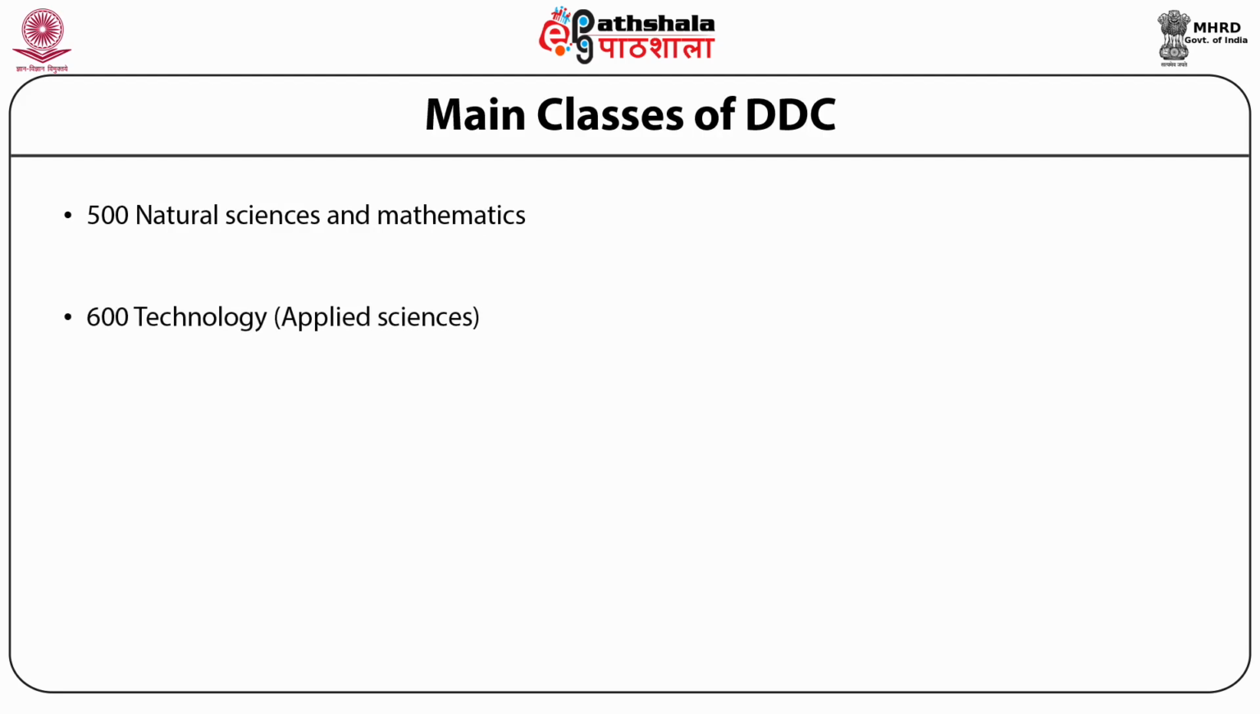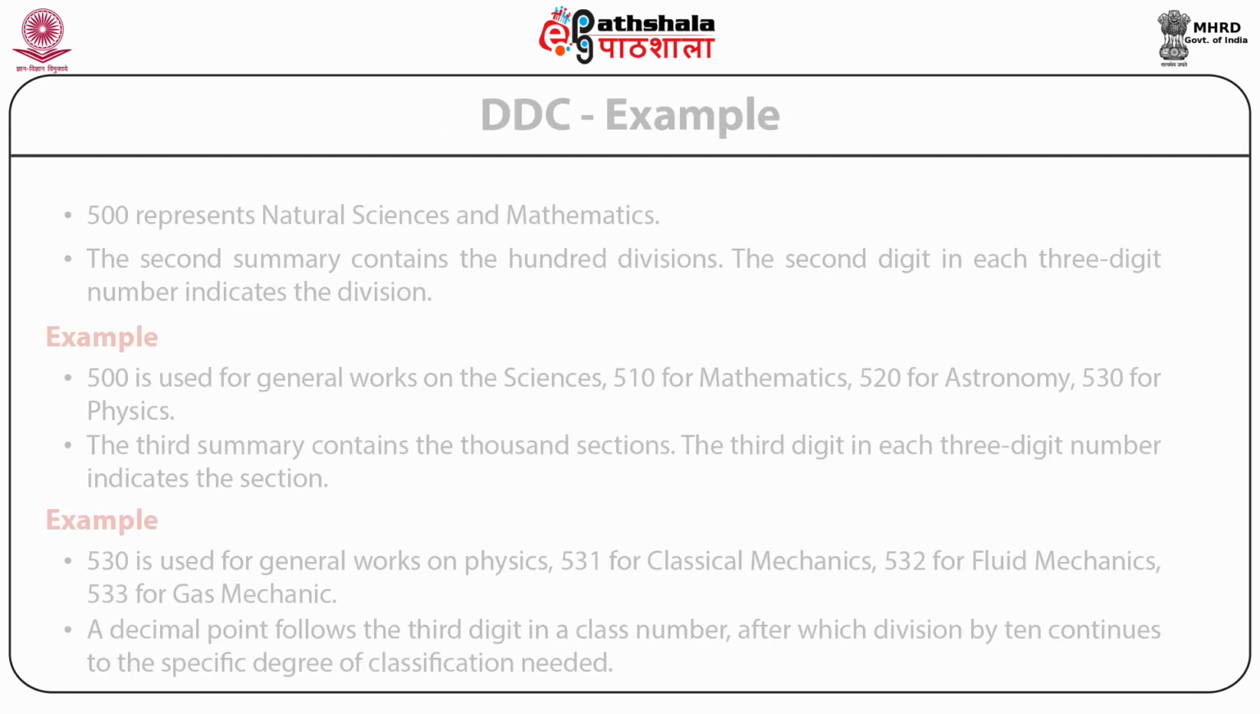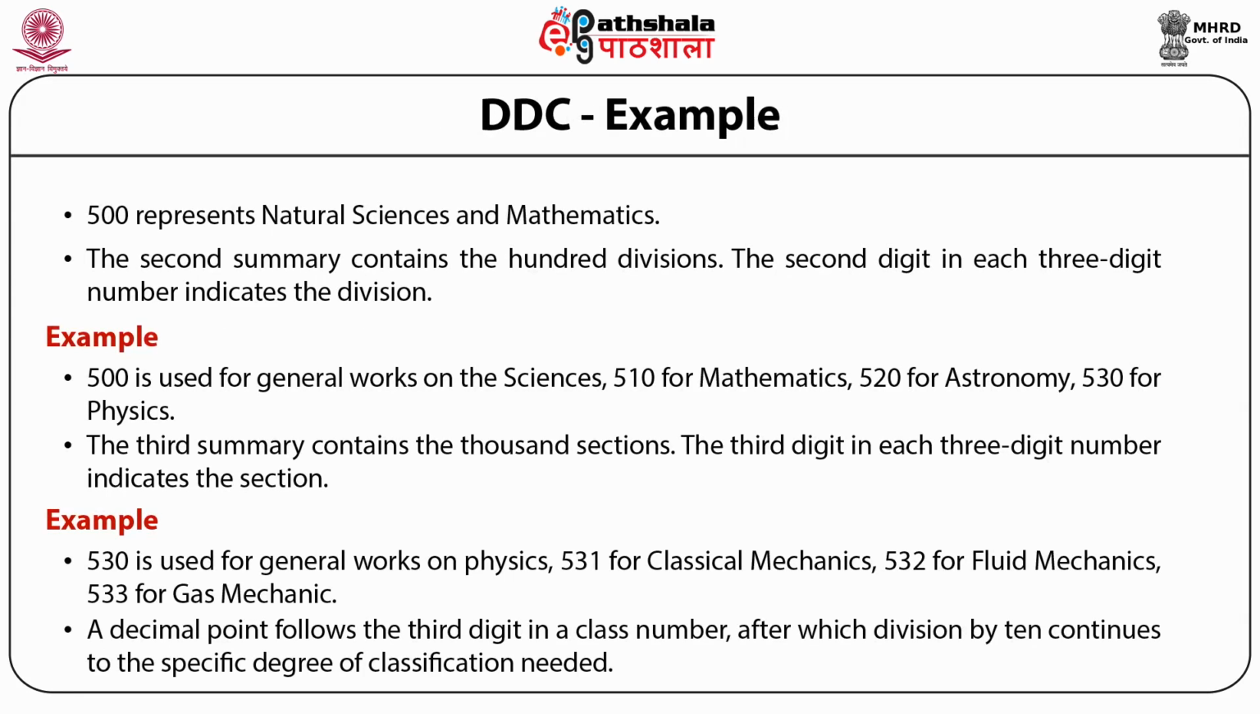The 600 represents technology, that is applied sciences. The 700 is for the arts. 800 represents literature and rhetorics. And lastly, 900 is for geography and history. The slide shows an example of Dewey Decimal Classification. This is taken from the class 500, which represents natural sciences and mathematics.